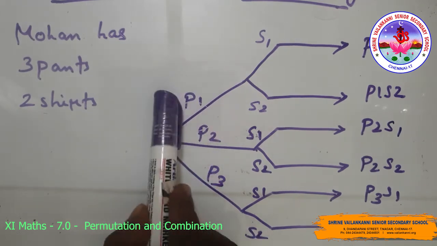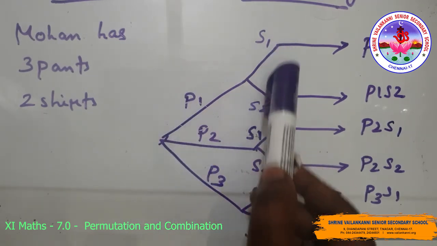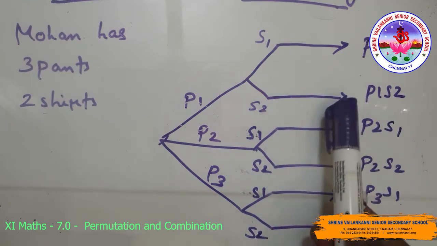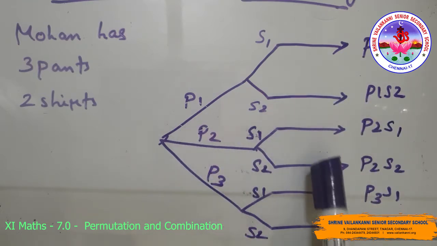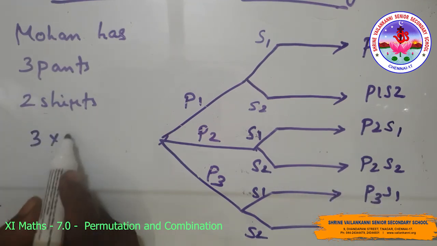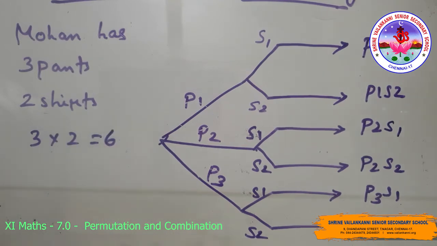So for the first pant, we can choose 2 shirts. And for the second pant, we can choose 2 shirts. And for the third pant, we can choose 2 shirts. So it will be 3 into 2, which is 6. Therefore, there are 6 pairs of a pant and a shirt.